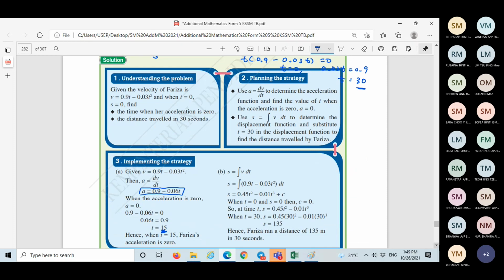So part B: integrate V with respect to T. This is after the integration. The condition here is T is 0, S is 0, therefore C is 0. So this is the function for S, highlight it. Then when T equals 30, find the S. This is the total distance traveled: 135 meters.